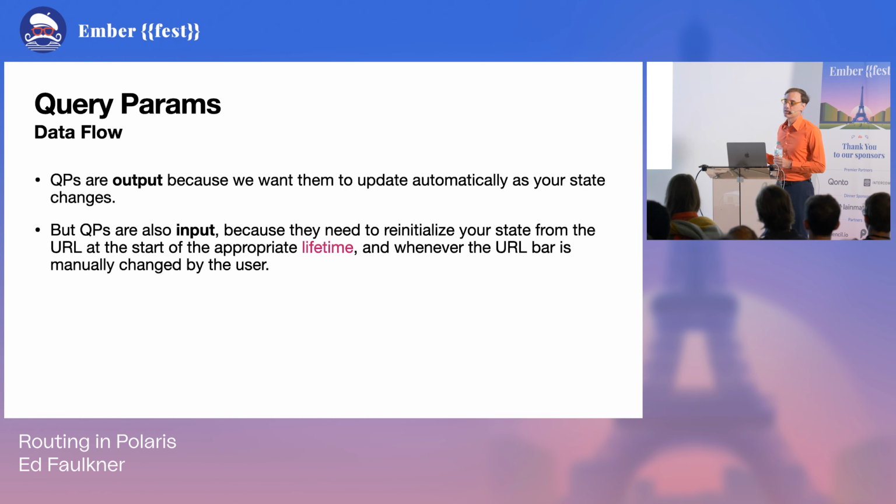The point of them is that as someone's moving through your application, making choices, if they were to grab a snapshot of that URL by making a bookmark, reloading the page, or sending it to a friend, we want it to accurately reflect what they've been doing. And so in that sense, query params are an output. But they also do serve as an input, because that's how you're going to reinitialize the state when somebody shows up at that URL. And so you do need them to initialize state at the start of the appropriate lifetime. And whenever the user is manually changing that URL bar, you do want those changes to come down. So the careful balance of the input and the output is the tricky thing about designing query params.